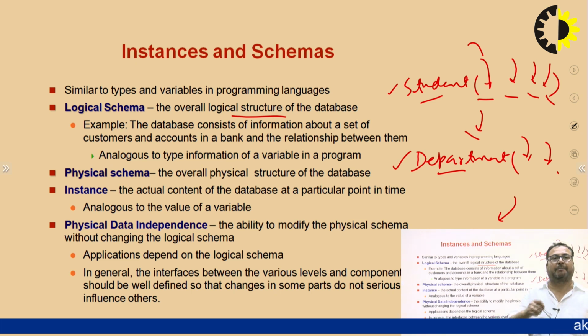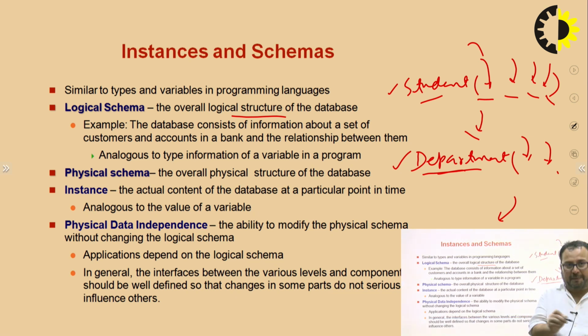Okay, but a department can exist without a student, but a student cannot exist without a department. So in the department relation, the department ID will become the primary key, and in the student relation the department ID becomes the foreign key. It is called a foreign key. This attribute will be the foreign key, and in the department that particular attribute will be the primary key. So through the department ID attribute, student and department will be related.